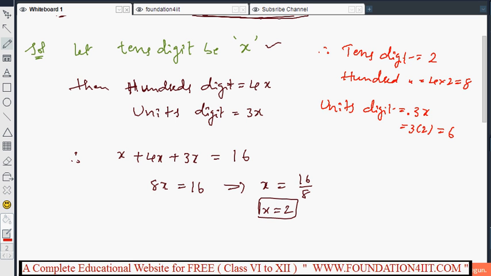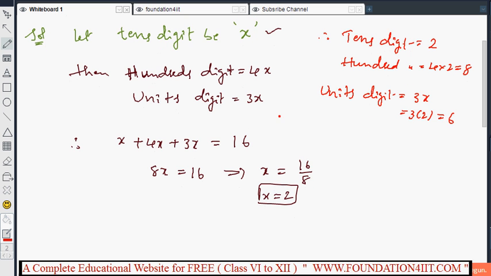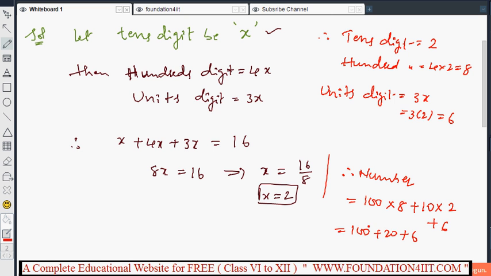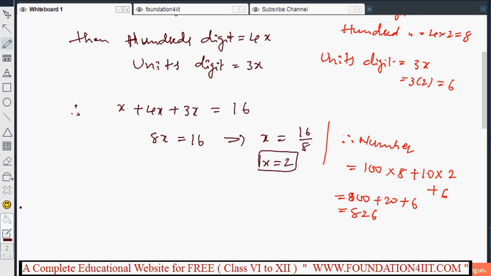So we know the tens place, hundreds place and units place. Then the required number is 100 into the hundreds digit 8, and 10 into the tens digit 2, plus the units digit 6. So 800 plus 20 plus 6, so 826. So 826 is the required number.